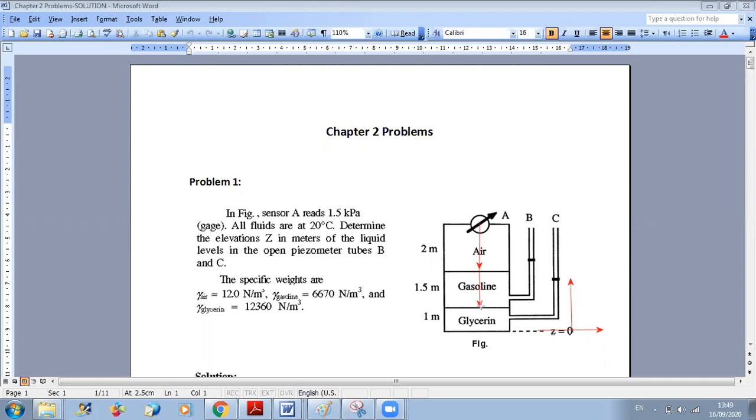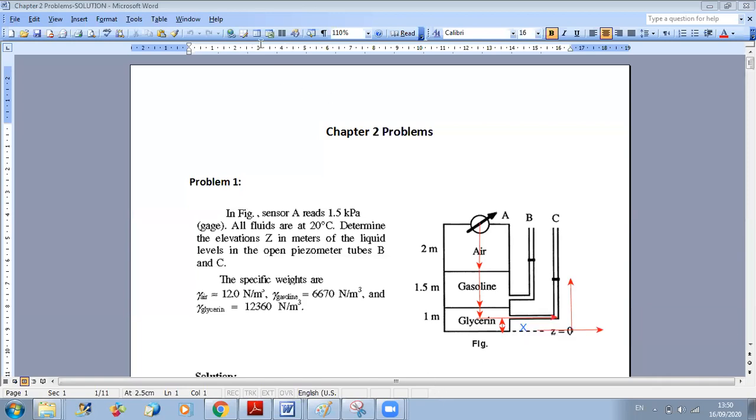Now, for glycerin, we will move until this level, okay? Because we want to go over the tube. And here, because I don't know what this distance is, I will put any name for it. Let's say I call this distance X, for example. Okay. So this is X. And now I will write my equation.